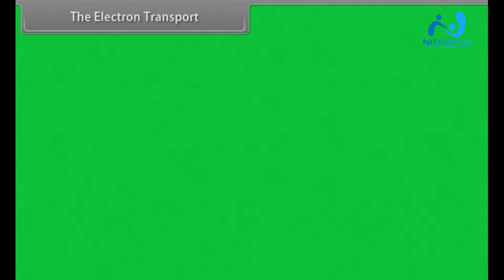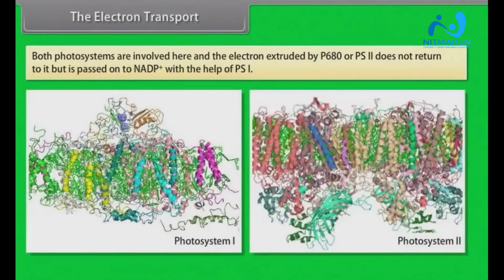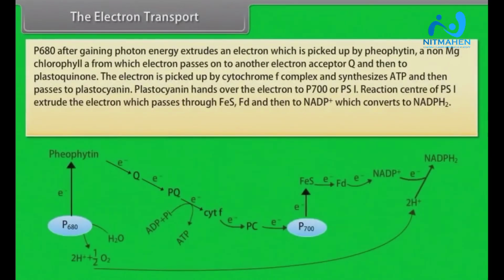The electron transport. Both photosystems are involved here, and the electron extruded by P680 or PS2 does not return to it but is passed on to NADP+ with the help of PS1. P680, after gaining photon energy, extrudes an electron which is picked up by pheophytin, a non-Mg chlorophyll A, from which the electron passes on to another electron acceptor Q and then to plastoquinone. The electron is picked up by cytochrome F complex, which synthesizes ATP, and then passes to plastocyanin.